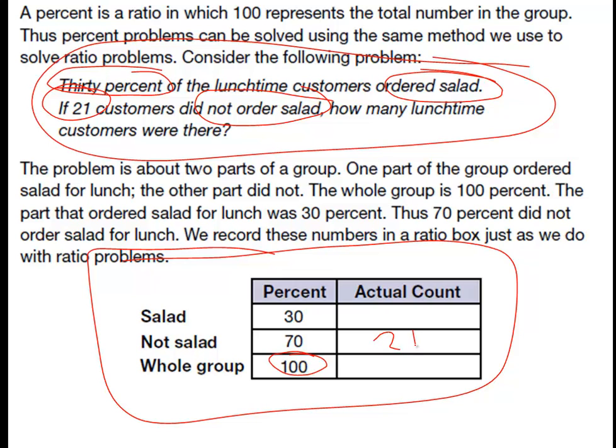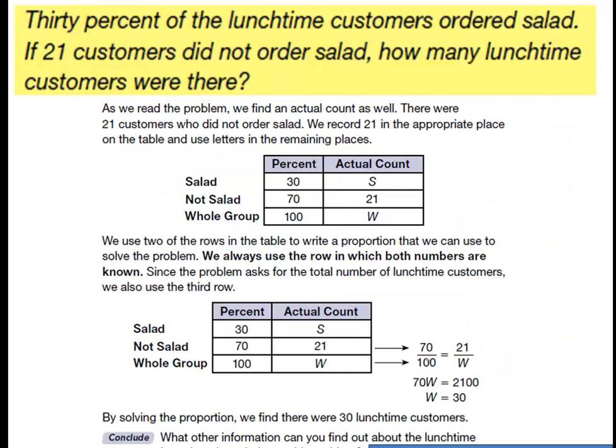So once you've got that, now it wants to know how many people ordered total. We can cross multiply now. This is 2100. And 2100 divided by 70 is 30. Right? So we know that there are 30 customers total. So let's go ahead and go to the next page here. Take a look at this.